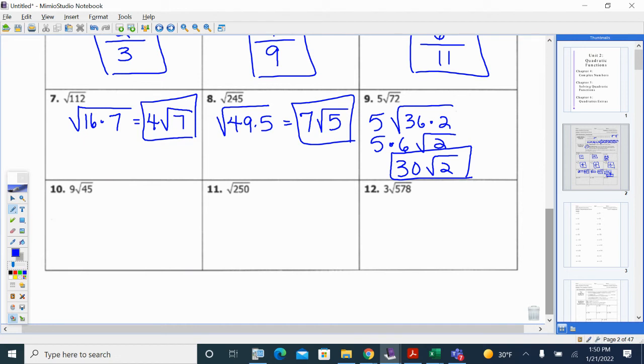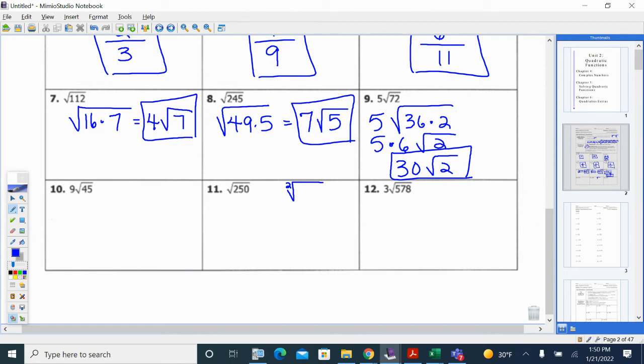Now, another little tidbit of information. On a square root, the understood index is 2. Let me say that again. On a square root, the understood little number on that radical symbol is an understood 2.